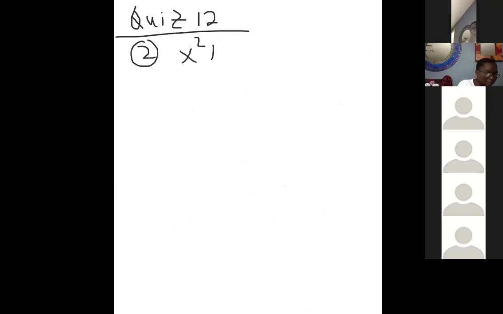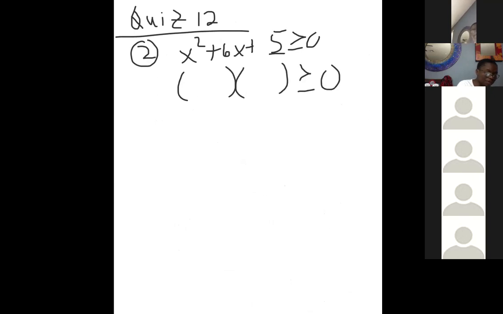I am in quiz number 12. And I am doing problem number 2. Okay. For this one, I've got x squared plus 6x plus 5 is greater than 0. Obviously, the polynomial is already isolated, so you want to solve the polynomial by factoring.